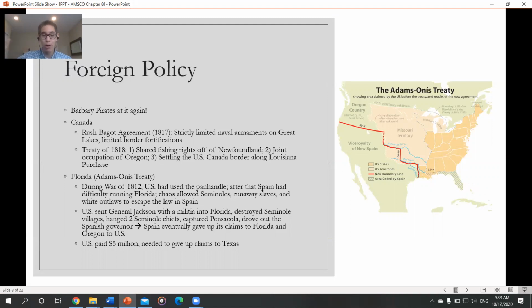Okay, again, jumping around a lot today. Some other key details from Monroe's presidency with foreign policy. There are some conflicts with some pirates called the Barbary Pirates. There's also conflicts with Canada. Remember, after the War of 1812, the Americans basically had to accept that the British Canadians would stay up in the north.